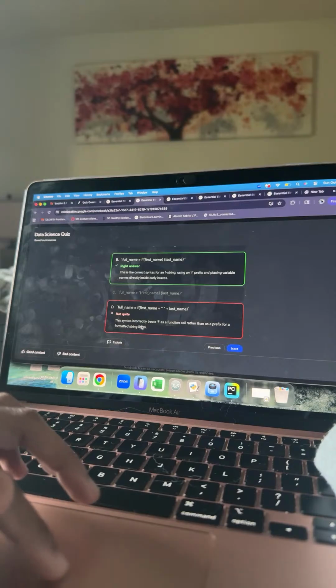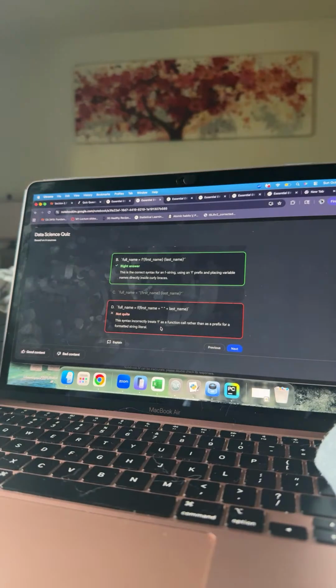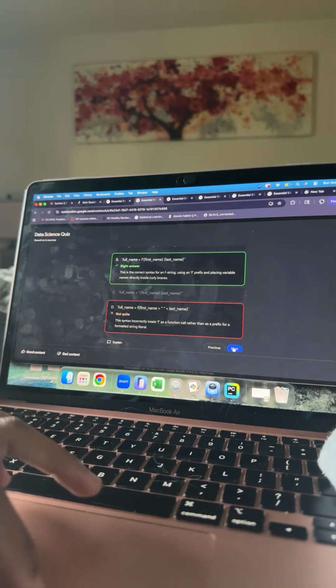Oh, okay. So, yeah, string literals don't need this plus thing. Got it.